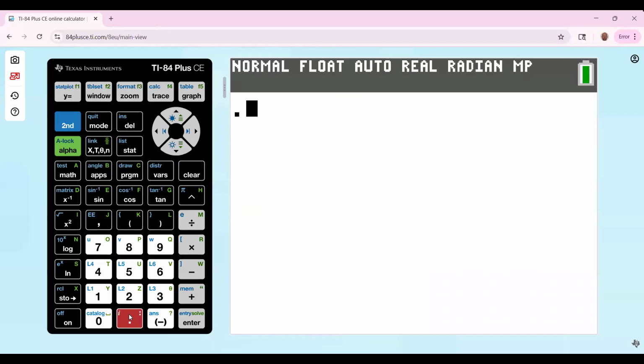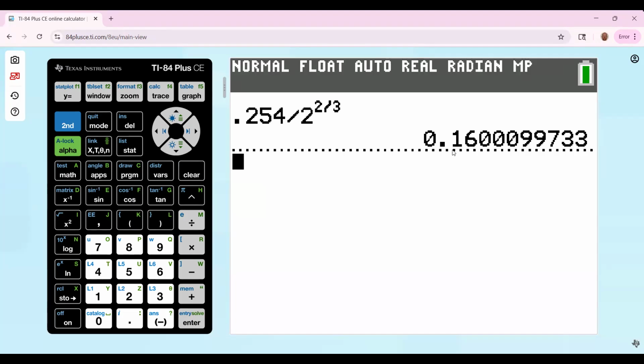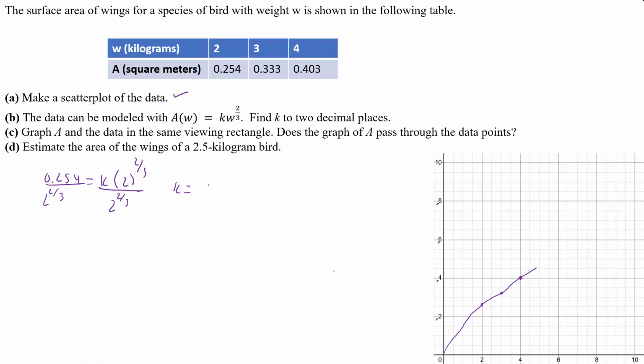Let's clear that out: 0.254, divided by 2 to the 2/3. That gives 0.16. Okay, so that's the value we use. And hopefully any of them we use is going to be about the same thing, so it shouldn't matter which one we use. So our equation really is A of W equals 0.16 times W to the 2/3. And we're going to graph A and the data in the same viewing rectangle.